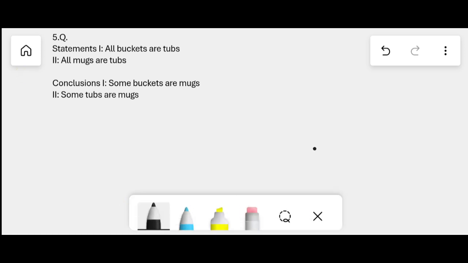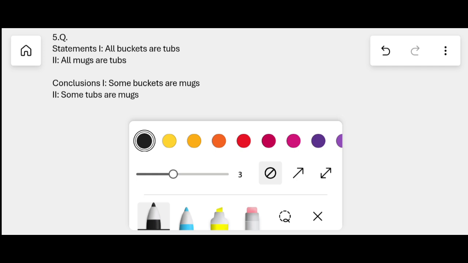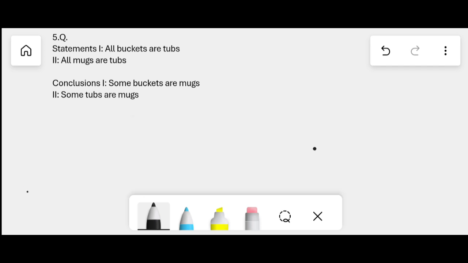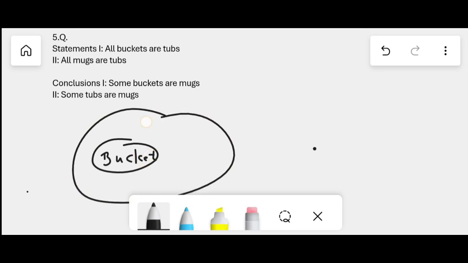Let's do question number 5. Statement 1. All buckets are tubs and all mugs are tubs. Here also we have two options. We draw both one by one. Buckets included into the circle of tubs. And in the next statement we have all mugs are tubs.